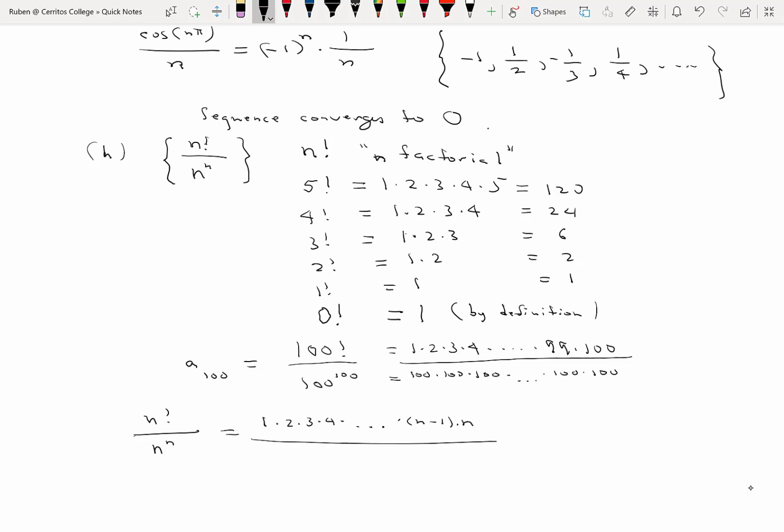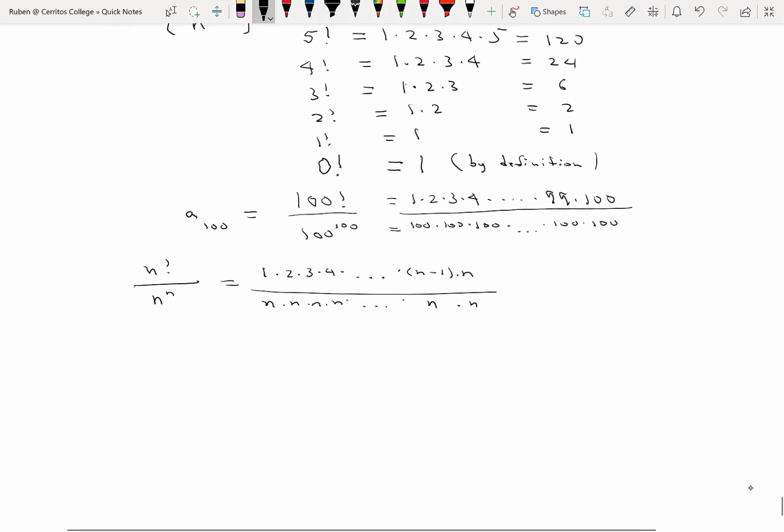The denominator, on the other hand, looks like n times n times n times n times all the way up to the next to the last term, which is n, and the last term, which is n. Okay, I'm going to split this fraction apart into the product of separate fractions. I'm going to write this one fraction as... let me insert a little more room here.